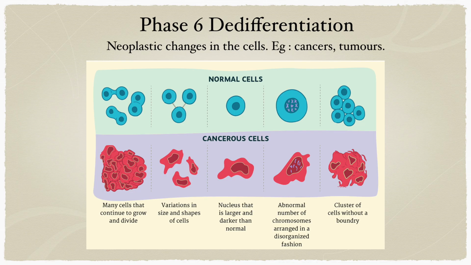So here we have phase 6, de-differentiation, which is a long word, and I try to pronounce it as best I can. But really what it means is the neoplastic changes in the cells. And what does that mean? It means the body is trying to get rid of the toxins. It can't get it out. And so now it's packaging it up into these really damaged cells, clumping them together, and what we would form now is a cancer or a tumour.